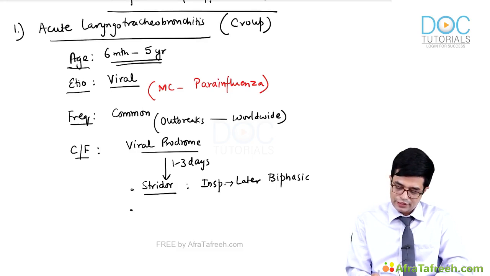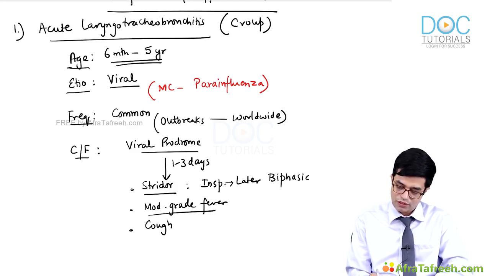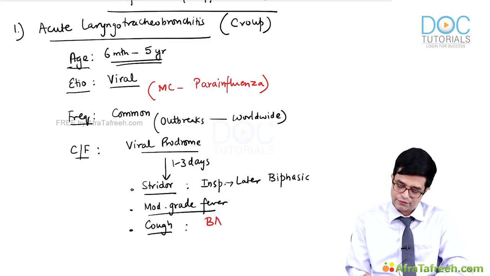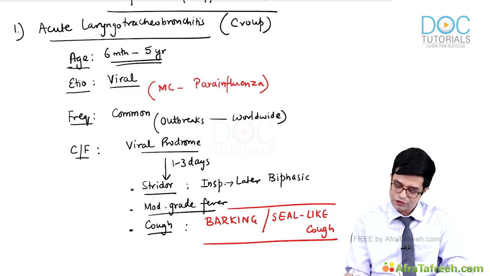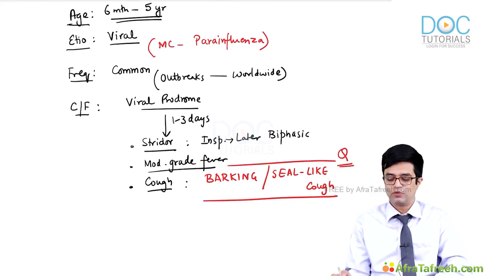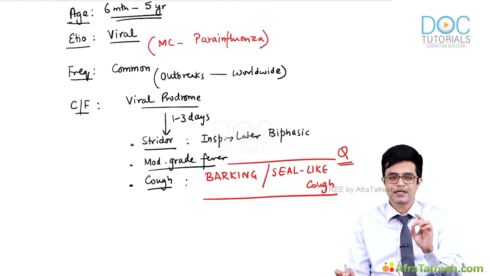Secondly, these children will develop moderate grade fever. And the third feature is cough. The hallmark of laryngotracheobronchitis is the classic cough seen in these children. We call it barking cough, also called seal-like cough. So if you find the words barking cough or seal-like cough, the answer will always be laryngotracheobronchitis. So they have a very characteristic cough.